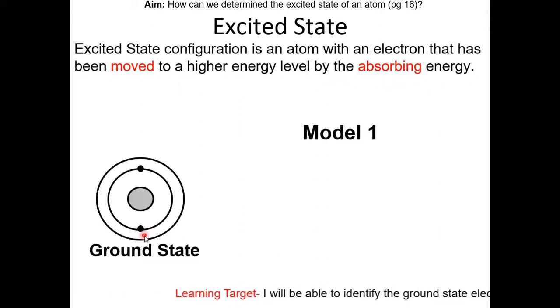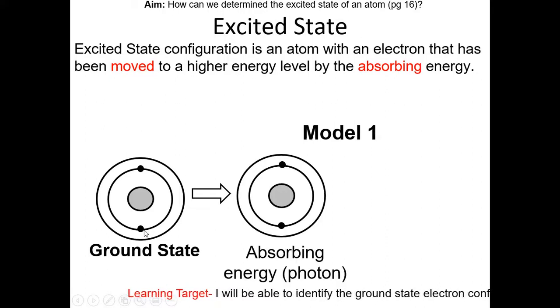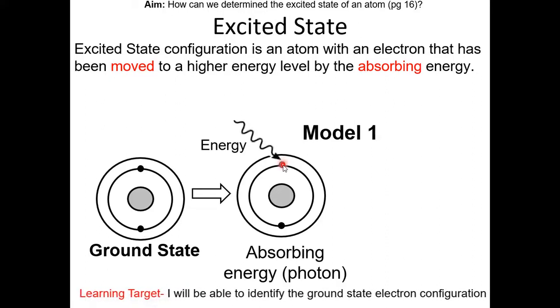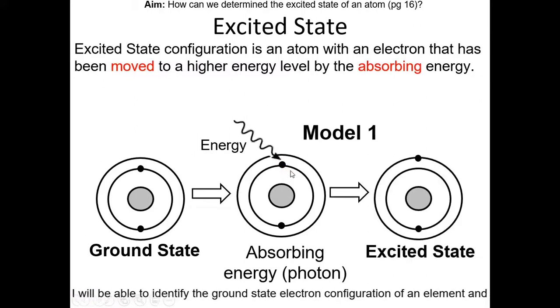So here we have an atom in the ground state. An electron gains or absorbs energy, right? Then the electron jumps to a higher energy level, and we call that an excited state of the atom. Notice that the electron was in the first energy level, now is on the second.